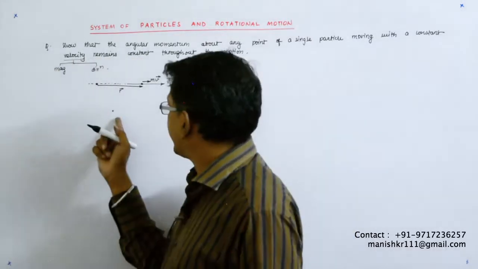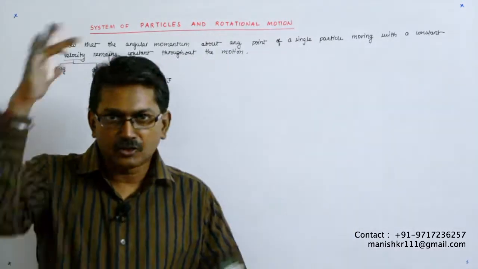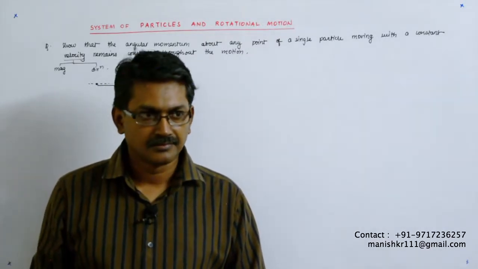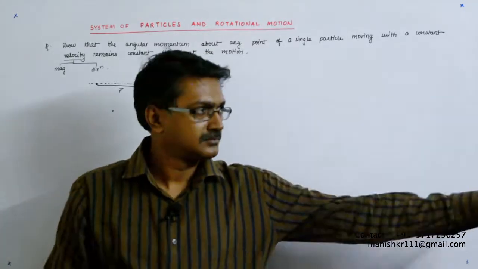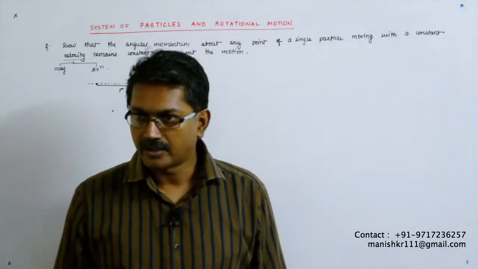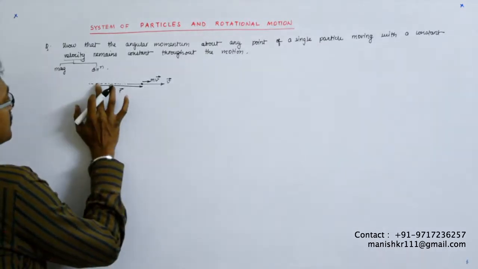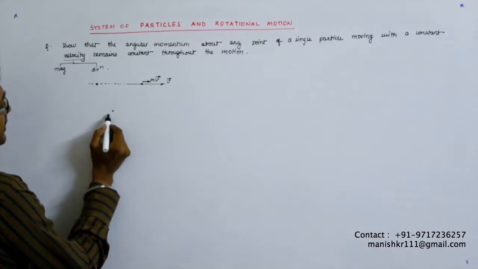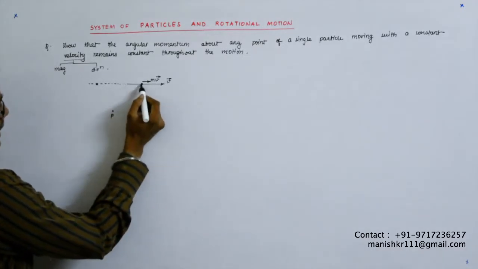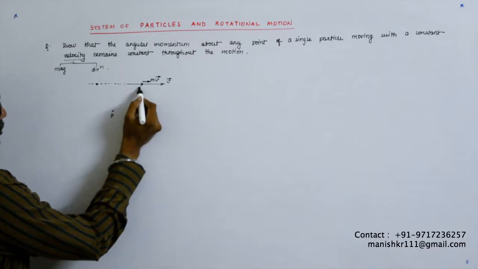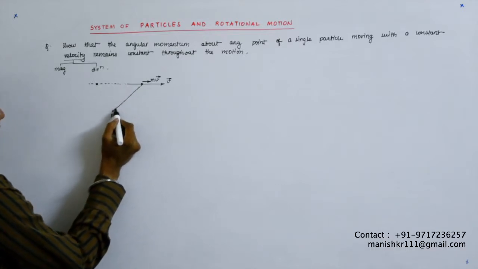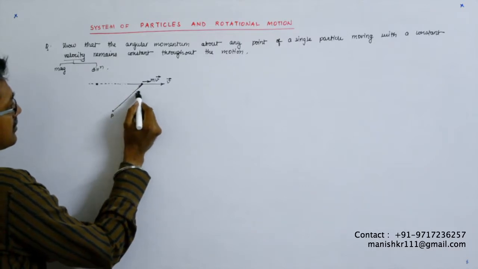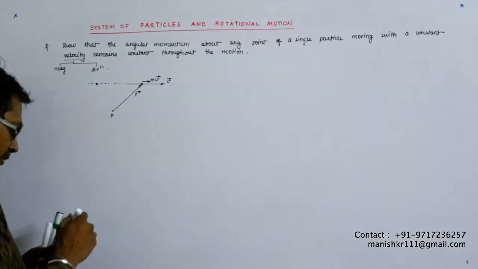But for someone sitting here, he feels that the particle is rotating, no? Okay. So you understand. Now if the point is here and the particle is here, it could be anywhere, no? See how many things change. The R changes. Just after some time, say it will be somewhere here.